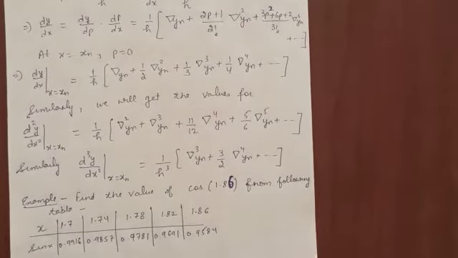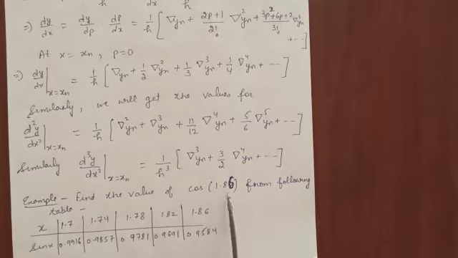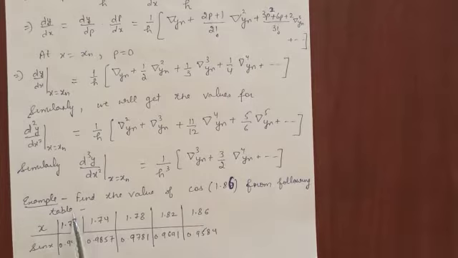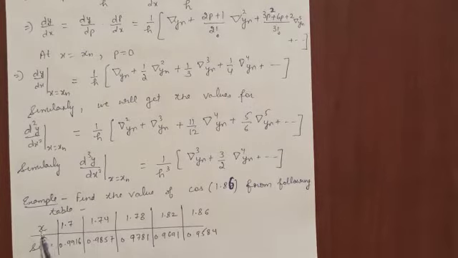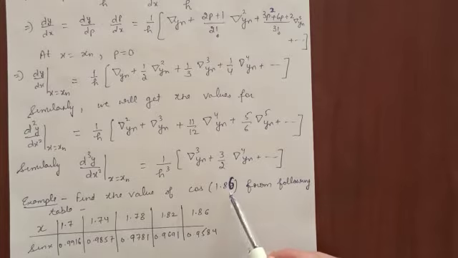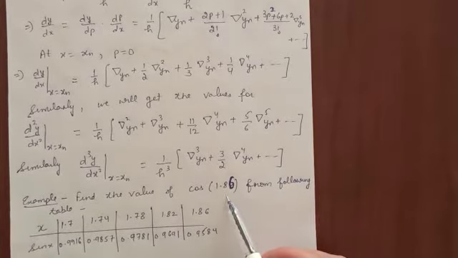Now as we did the question yesterday using the forward difference formula, today we will do the question using our backward difference formula. This question is given to you: find the value of cos 1.86 from the following table. Now how will you know whether to apply the forward difference or backward difference formula? Look at the value at which you have to find the derivative.